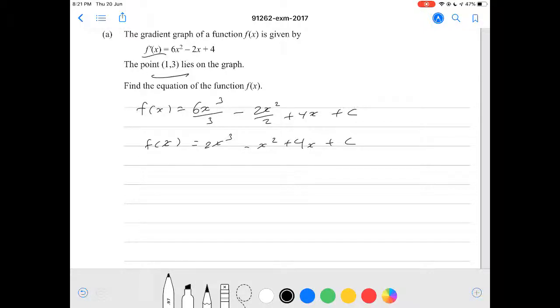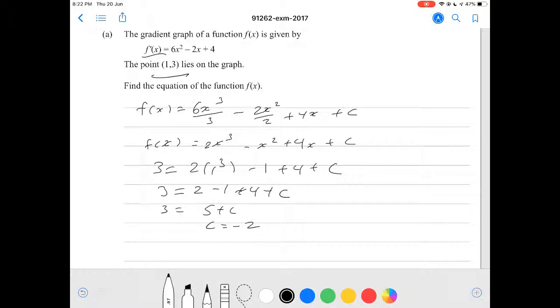We know the point (1, 3) lies on the graph, so we're going to substitute y equals 3 and x equals 1. 3 equals 2 times 1 to the power 3 minus 1 plus 4 plus c. 3 equals 2 minus 1 plus 4 plus c. 3 equals 5 plus c. c therefore equals negative 2.